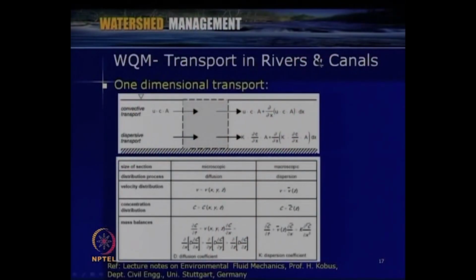Now, as far as water quality modeling, for example, transport in rivers and canals are concerned, for example, one dimensional transport. If you consider the convective transport or dispersive transport, the governing equation which we have to solve is shown here, where u is the velocity, c is the concentration, and A is the area of flow, and K is the dispersion coefficient. Like that we can consider a control volume like this, and then we can do the water quality modeling.